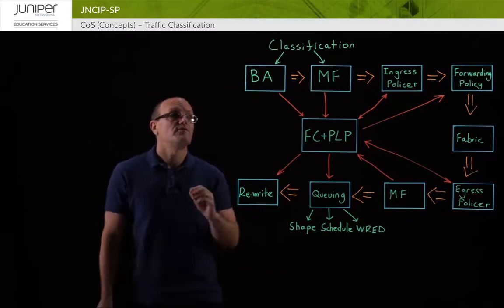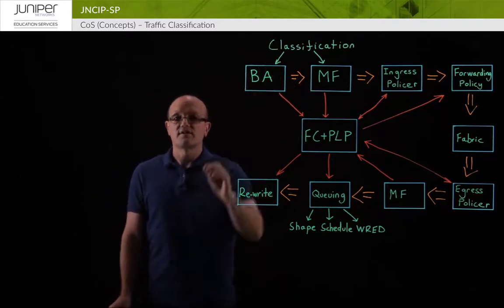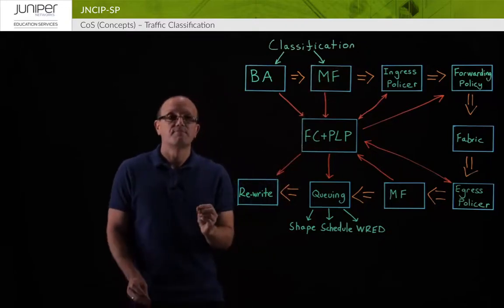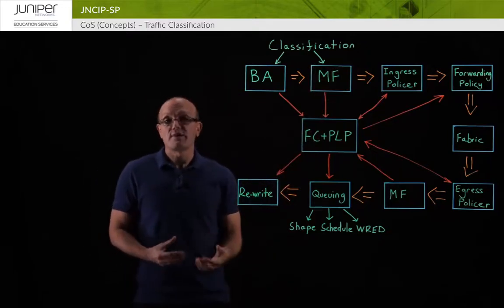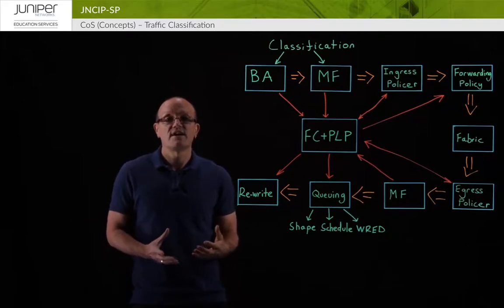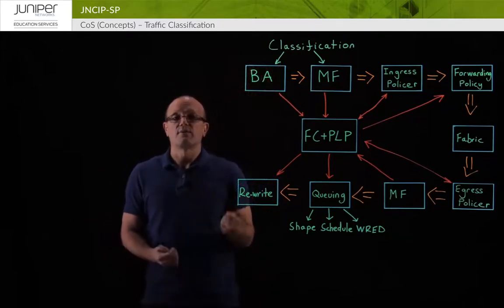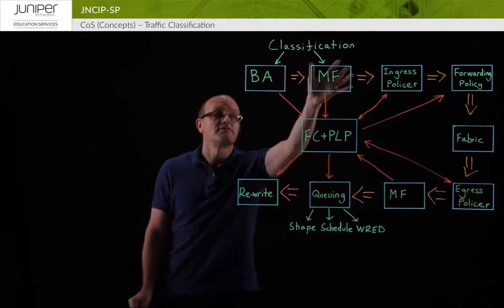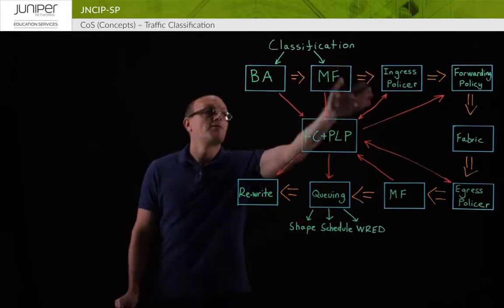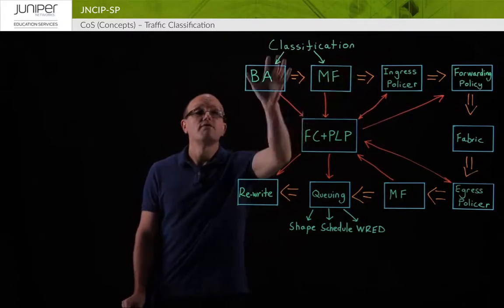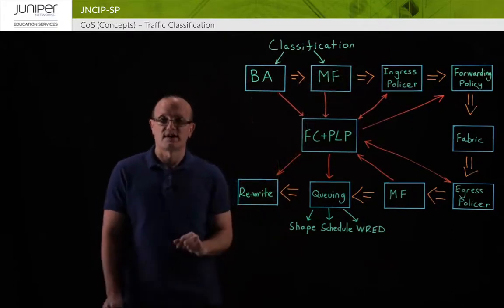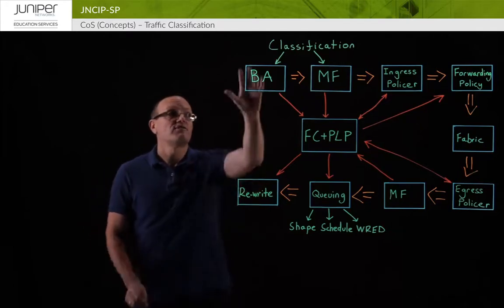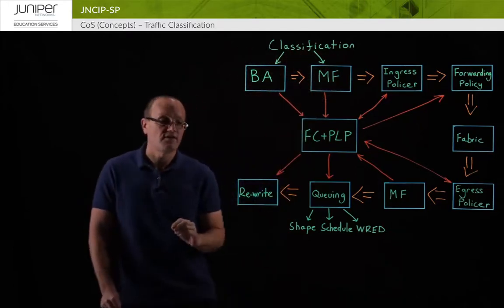As you can see here, we first look at the behavior aggregate classifier and then the multi-field classifier. Therefore, if we have behavior aggregate values set in a packet that's received, and we classify based on that, but we also have a firewall filter performing multi-field classification, the multi-field classification overrides the behavior aggregate classification. And in this video, we took a look at traffic classification and rewrite.